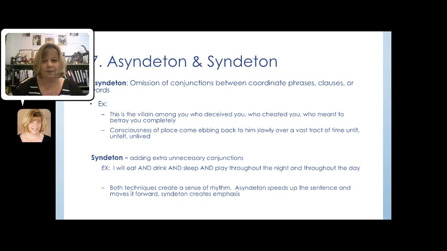Asyndeton creates a sped up effect, while syndeton slows it down. For example: I will eat and drink and sleep and play throughout the night and throughout the day. So you use those extra words in there to emphasize all the things that are going to get done.